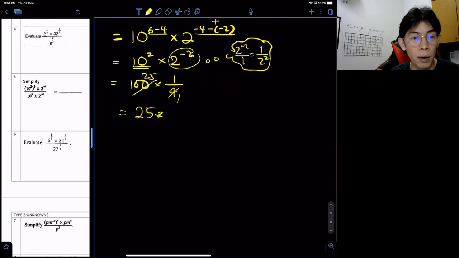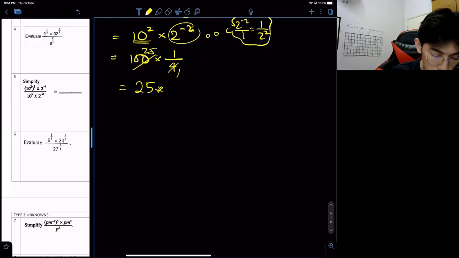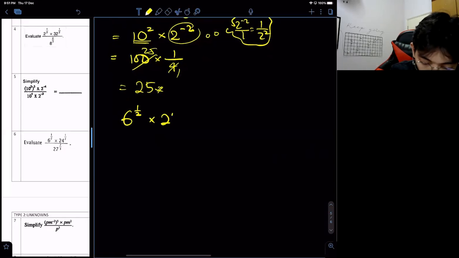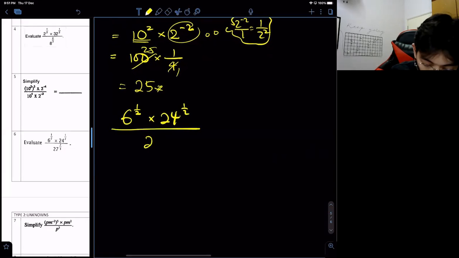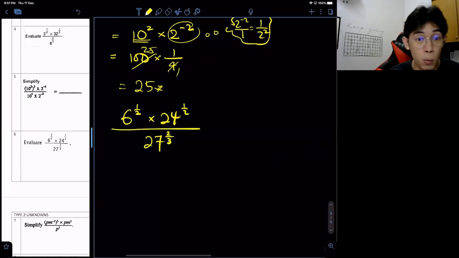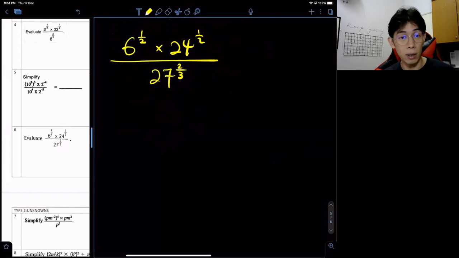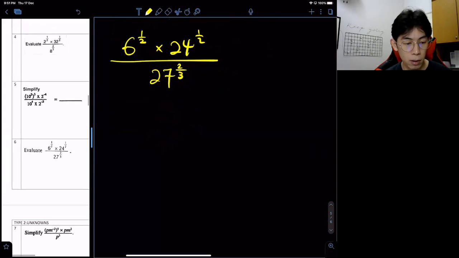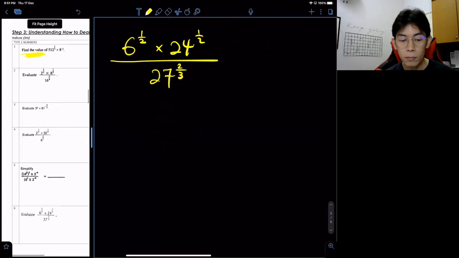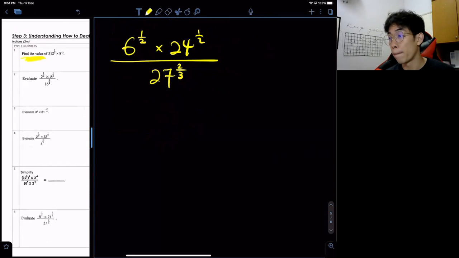Now, everyone, the next question: 6 power 1 over 2 times 24 power 1 over 2 over 27 power 2 over 3. This is your question number 6. For this question, I will give you maybe 1 minute. Have a look at it, see whether you can make it smaller. Okay, 1 minute, you can look at it.